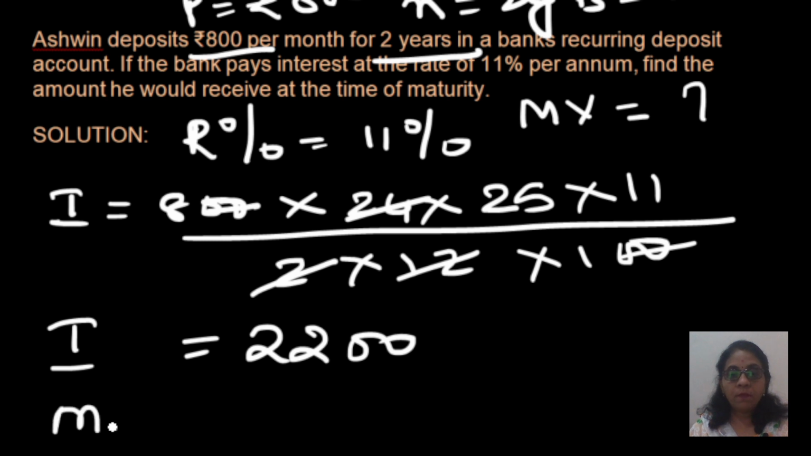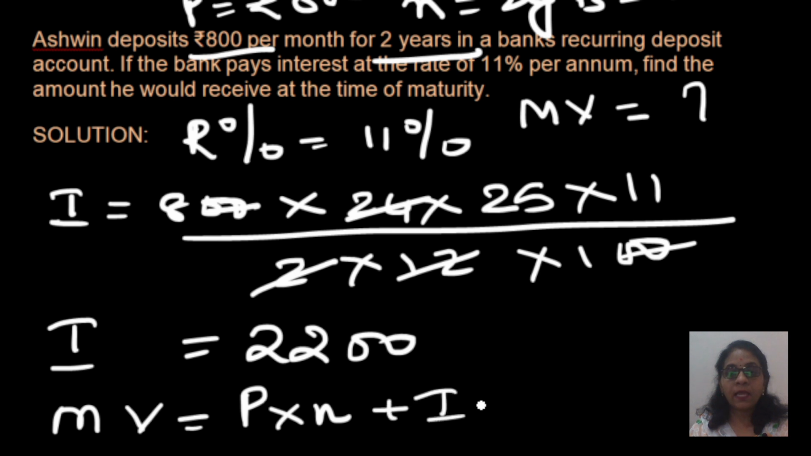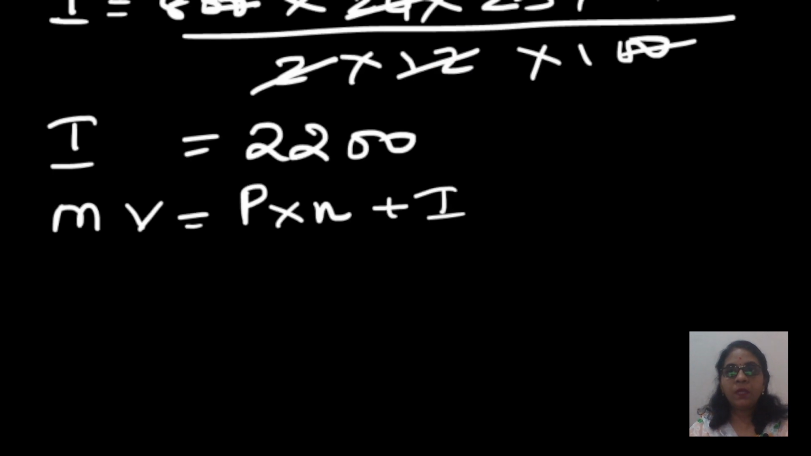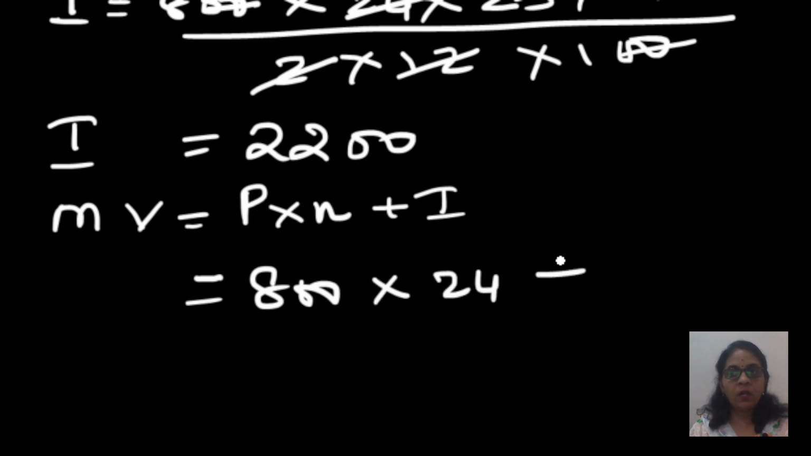So, what is the maturity value? What is the formula for maturity value, children? Maturity value is P into N plus I. What is P here? P is the principal. So, it is 800 into 24 plus 2200.